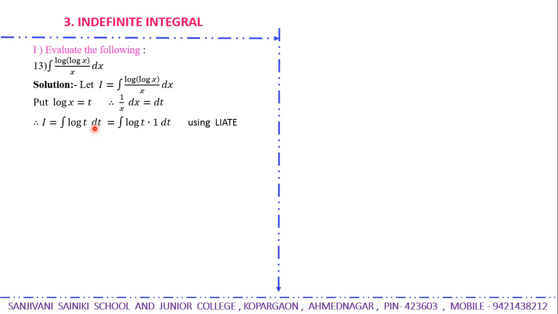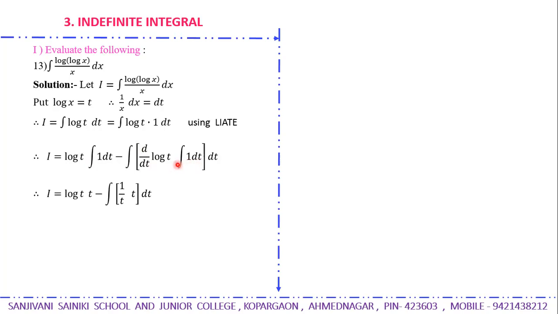Now here the second function we will take as 1 using LIATE. The second function is not present, so we take it to be 1. So log of t into 1, its integral: keep first function as it is, integration of the second minus integration of d by dt of the first into integration of the second. Now 1 dt, its integral is t, d by dt of log t is 1 upon t, and the integration of dt is t. Log t into t minus 1 upon t into t, this t will get cancelled and 1 will remain only. Its integral is minus t. So what is the integral? I is equal to t log t minus t plus c.